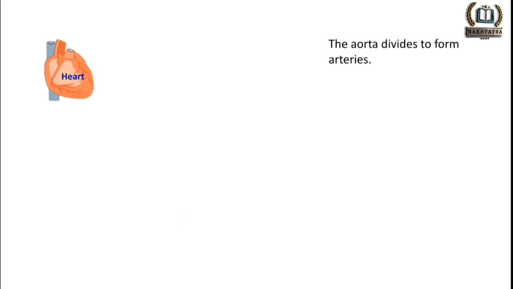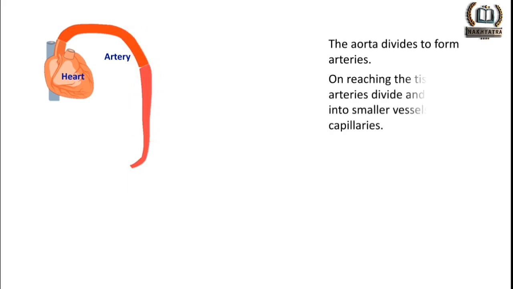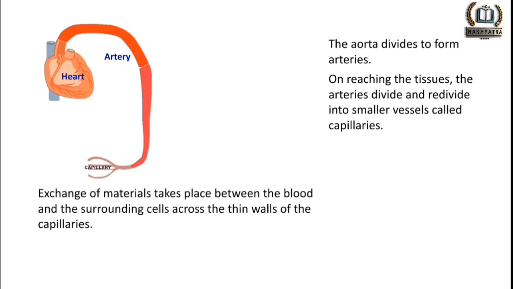So those network of tubes are called blood vessels. Now look here, this is the heart. The aorta divides to form arteries. Etia he aorta to divides hoy artery as you can see here. Now on reaching the tissues, the arteries divide and redivide into smaller vessels called capillaries. So jetia he arteries to tissues bilakole pai ki jetia tahati redivide hoy kisuman horu vessels hole, aru he horu vessels bilakok koy capillaries as you can see here.